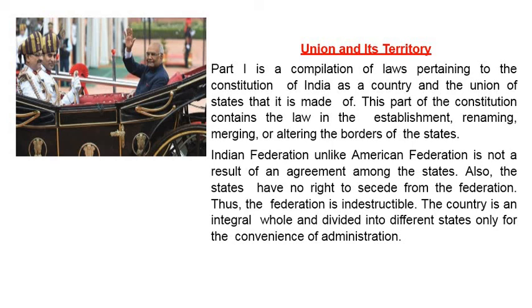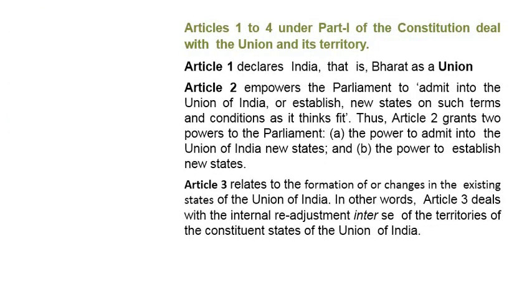Then we are going to discuss Articles 1 to 4 in this Union and its Territory. Article 1 declares India as the Union of States. That means India is a combination of states. It binds all the states together and makes one nation.